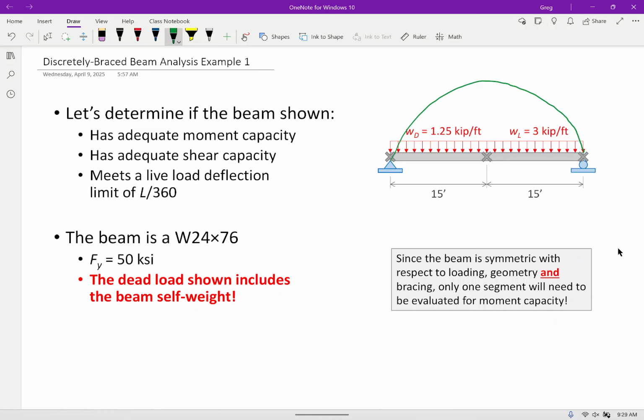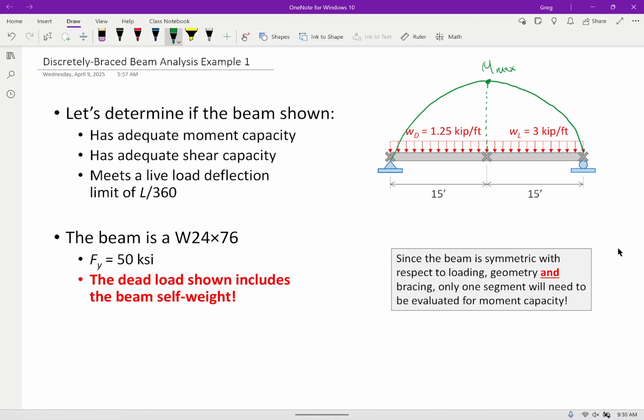Let's just conceptualize this. How would we compute CB? Would that be M max for both segments? That's going to be the maximum moment. This right here is going to be M max. Is that fair? So let's take the left segment. How would we compute CB? This is M max. What else do I need to compute CB?